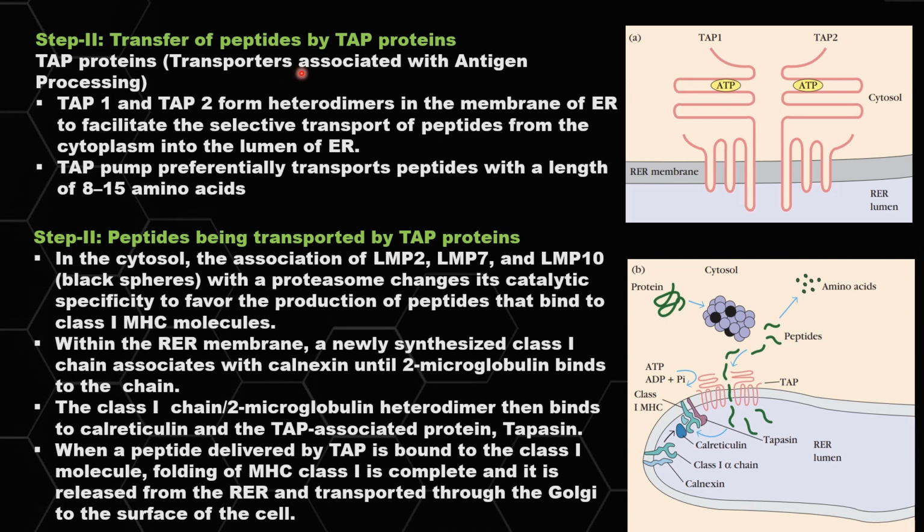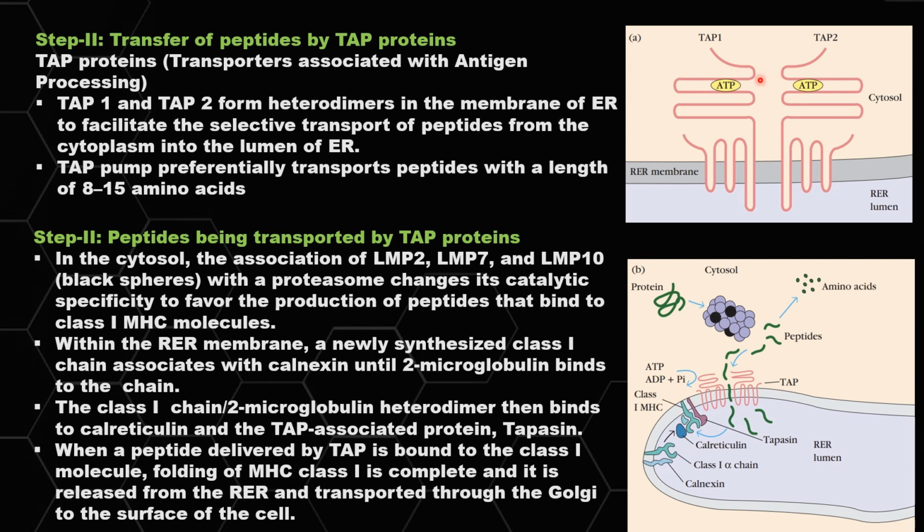Once the peptides are degraded by the proteasomal assembly, they are transported through TAP proteins. TAP proteins are the transporter associated with antigen processing. They are TAP 1 and TAP 2. They form a heterodimer in the membrane of the ER to facilitate the selective transport of the peptide from the cytosol into the lumen of the ER. So this is a very selective transport.